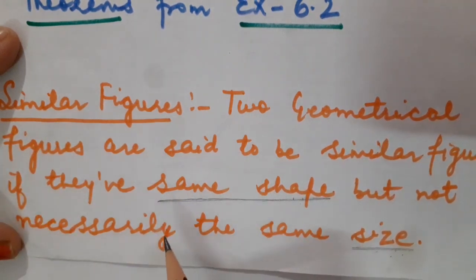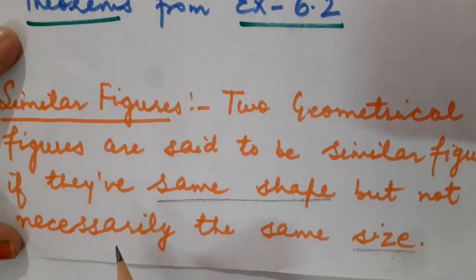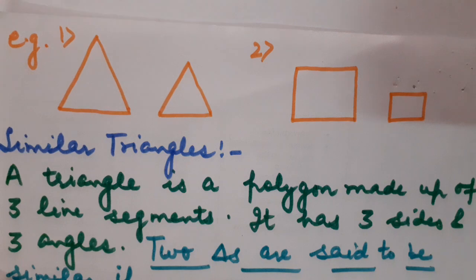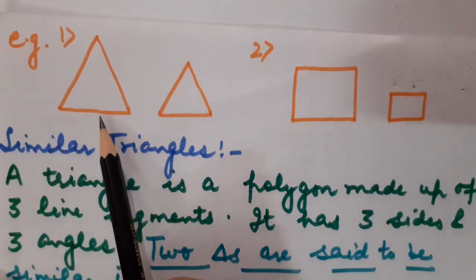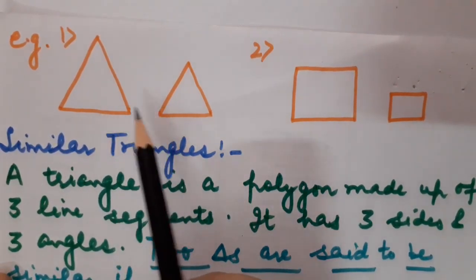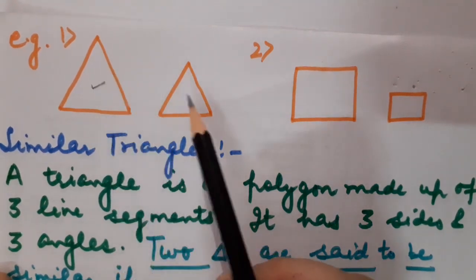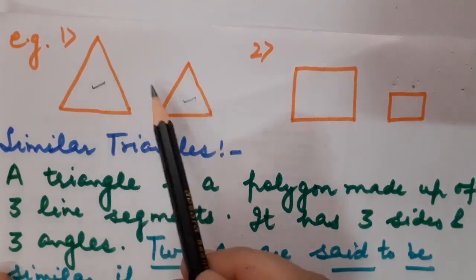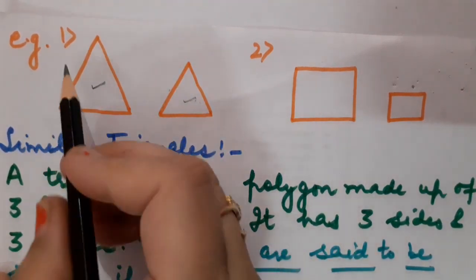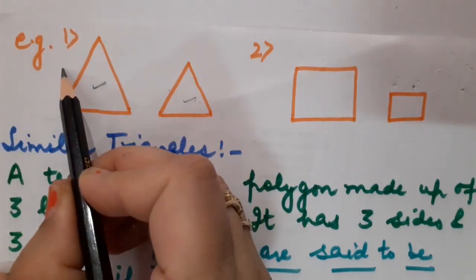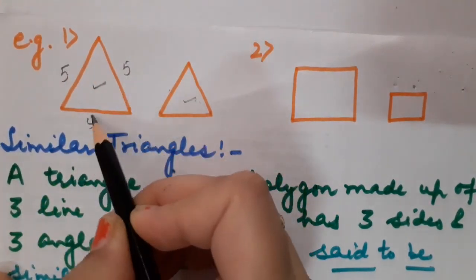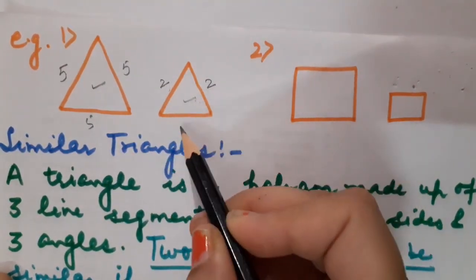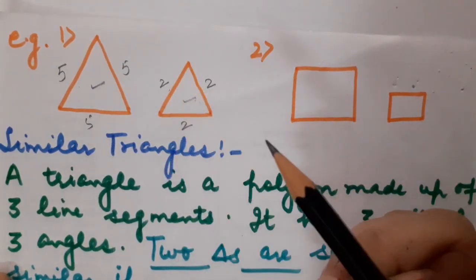In other words, children, we can say that a shape is said to be similar to the other shape if the ratio of their corresponding sides are equal as well as the corresponding angles are also equal. Fine, children? Just look at this example to understand the concept of similar figures. Here you can see that a shape is said to be similar to the other figure if the ratio of the corresponding sides are equal. For example, this is an equilateral triangle of 5 centimeter each. The length of each and every side is 5 centimeter. And this is another equilateral triangle. The length of each and every side is 2 centimeter.